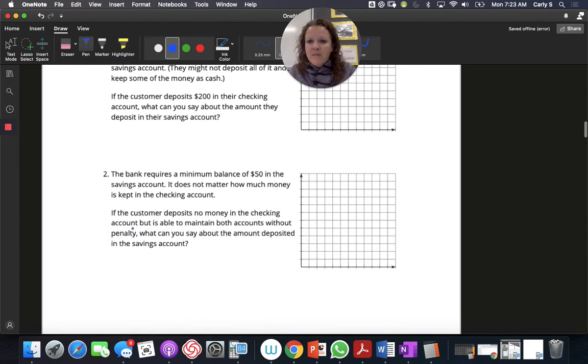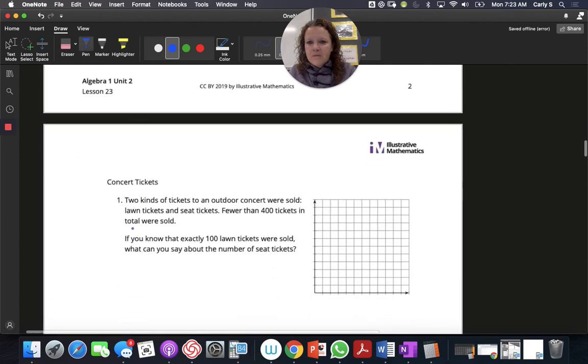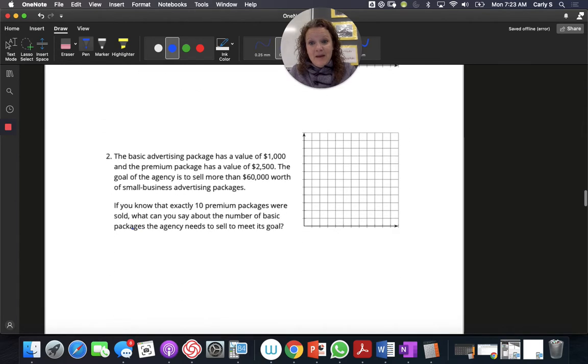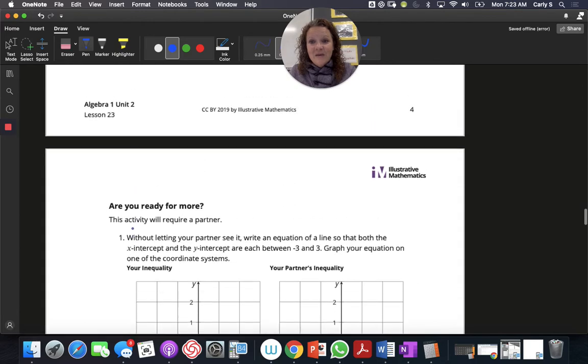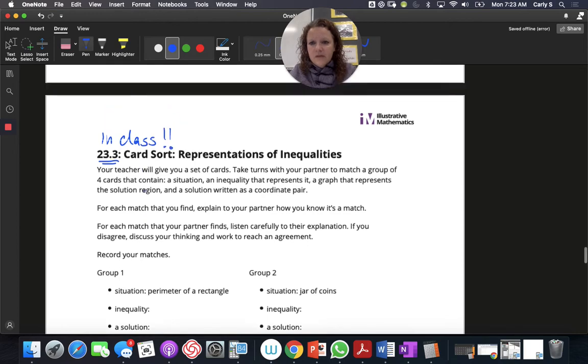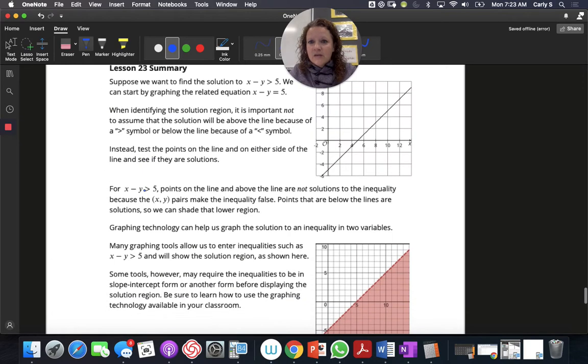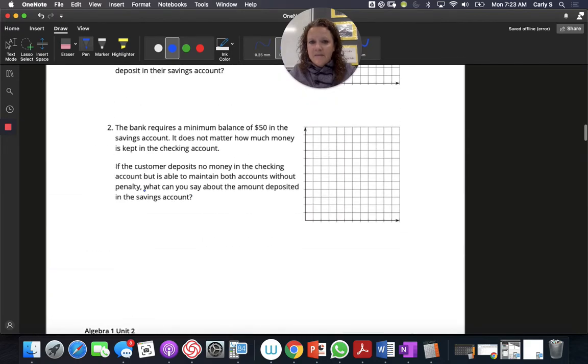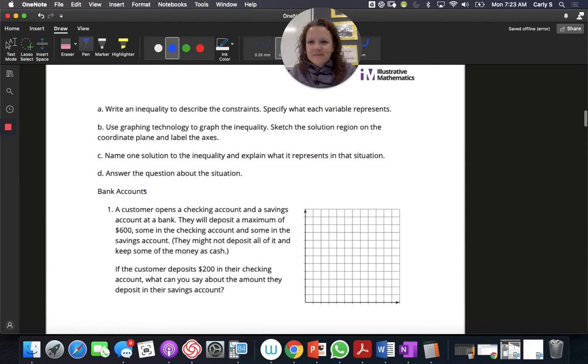Okay, so we have one on bank accounts, concert tickets, and advertising packages. A lot of work here. And are you ready for more? This card sort we will do in class. And that is it. So really, we're going through those situations.